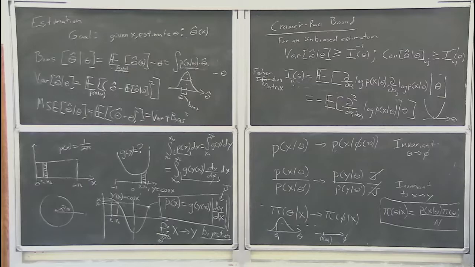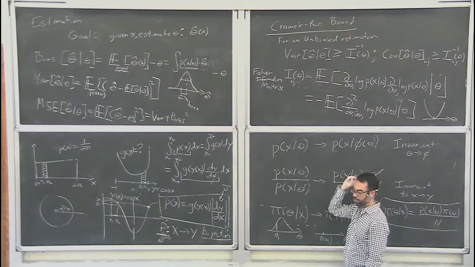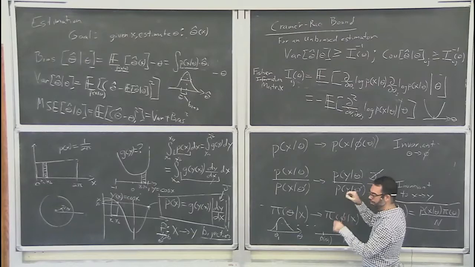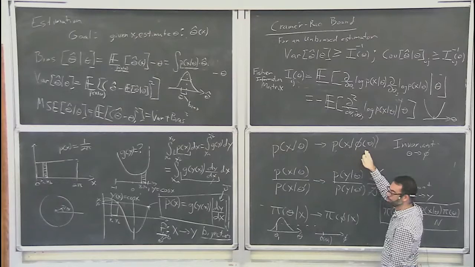The question is, when I think about a particular value of x and I go from theta to phi, the likelihood is invariant, right? So meaning that, I had the log likelihood curves before. If I have a particular data set x and I think about the likelihood at theta and I change to some other parameterization of the model, the likelihood is invariant.